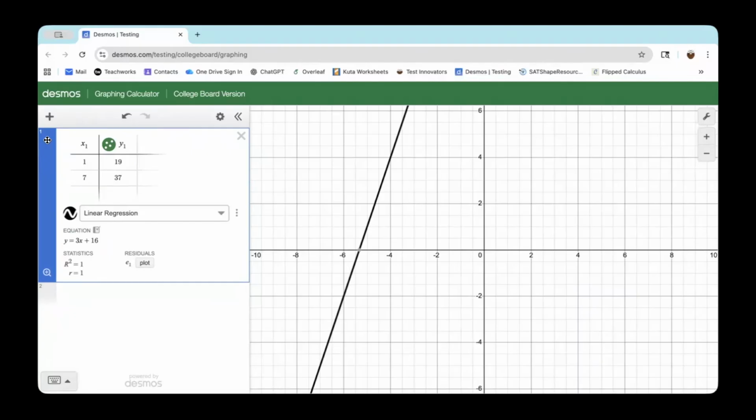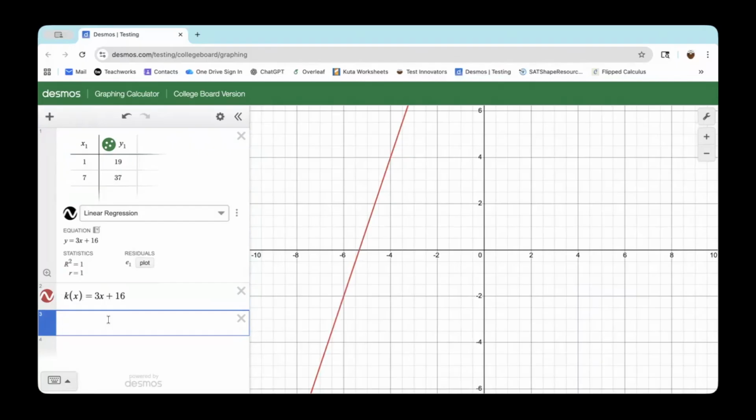So there's two pretty good ways to do that. One is you could just export the equation, and then you could just change this to k of x, like the problem assigned it. You could use f of x too if you wanted. And then you could do k of 4, and that gives you 28. Or you could just plug in 4.